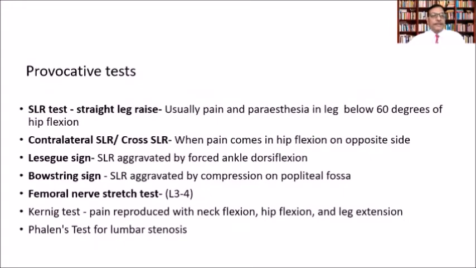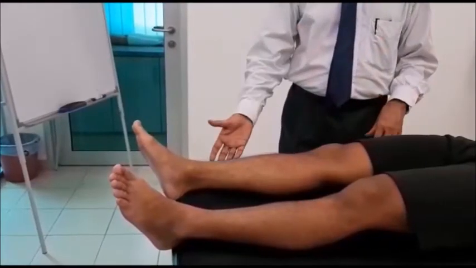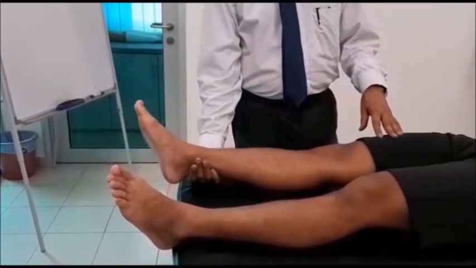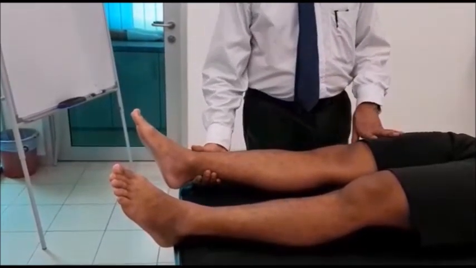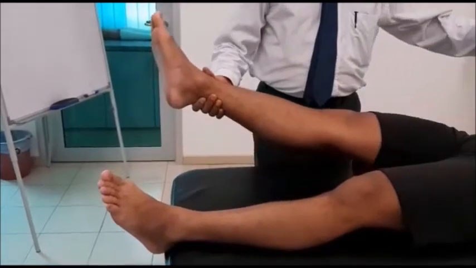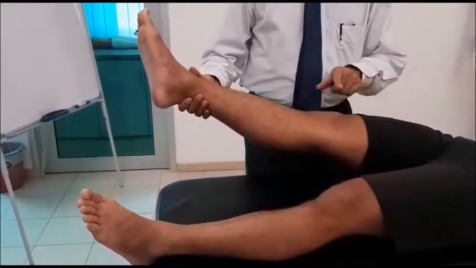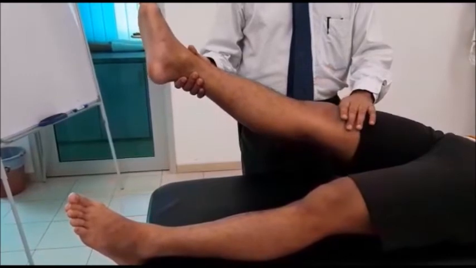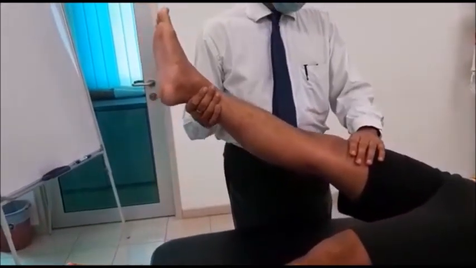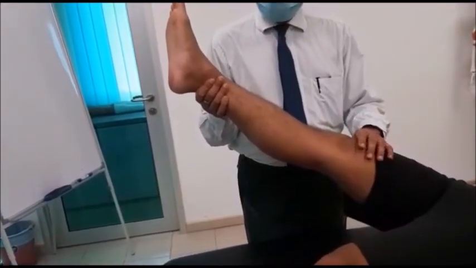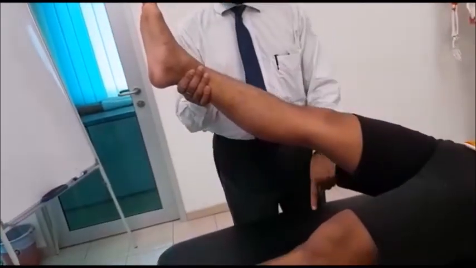Provocative tests are done, and the most common ones are the SLR test, contralateral SLR test, Lasegue sign, bowstring sign, and femoral nerve stretch test. SLR test: what you do is catch hold of the leg around the ankle and raise it, keeping an eye over the face of the patient, and keep this straight. The knee should be straight, and pain should come in the range of 0 to 60 degrees.